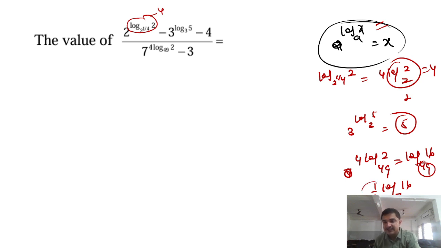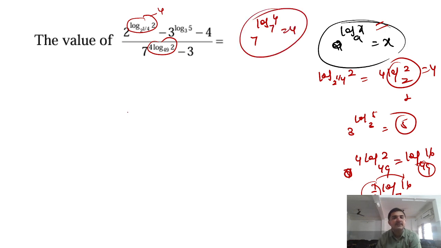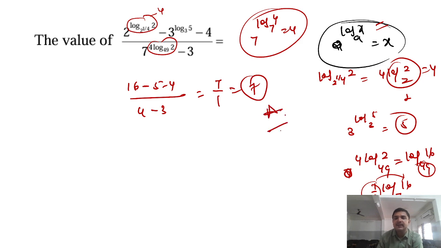In that case this 1 by 2, if it is moving into the power of 16, root 16 is 4, so we'll be getting log 4 base 7. So 7 power log 4 base 7 is actually equal to what? 4. Now everything is sorted out. First one, 2 power 4, 16, minus 5, minus 4, divided by 4 minus 3. 16 minus 9 is 7, by 1, the answer is 7. So basic logarithmic properties you are using and we are getting the answer accordingly.